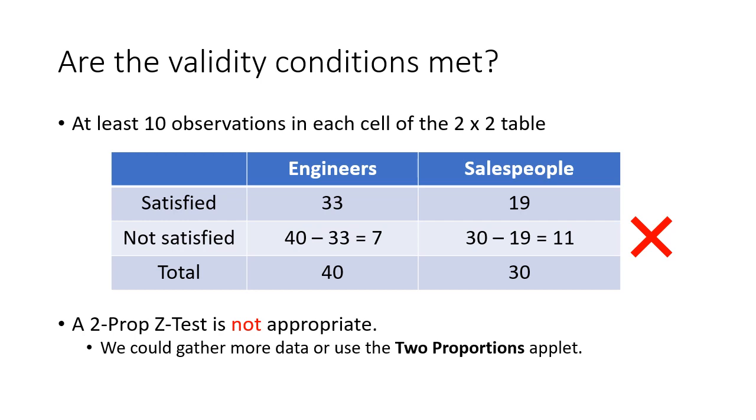We could gather more data in hopes of finding at least 10 engineers who are not satisfied, or we could use the two proportions applet, which does not require at least 10 observations in each cell.